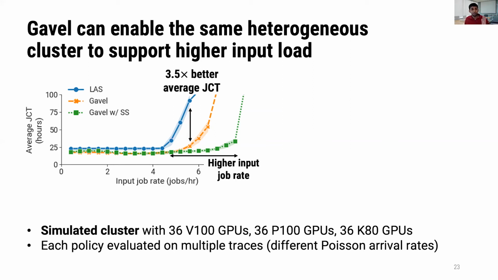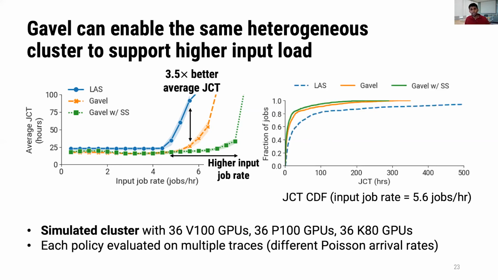In addition, we see that for a specific input job rate, 5.6 jobs per hour, so for a given trace, Gavel's heterogeneity-aware policies can achieve average job completion times of up to 3.5x better. And if you were to drill a bit deeper for this single trace and looked at the CDF of job completion times for all the jobs, we see that the heterogeneity-aware policies also have shorter job completion time tails. And the reason for these improvements is that Gavel is able to be more strategic about figuring out what resource types each job should run on based on its performance profile.